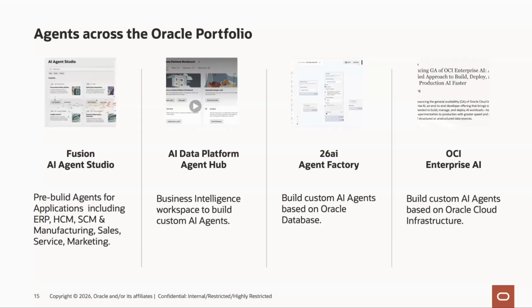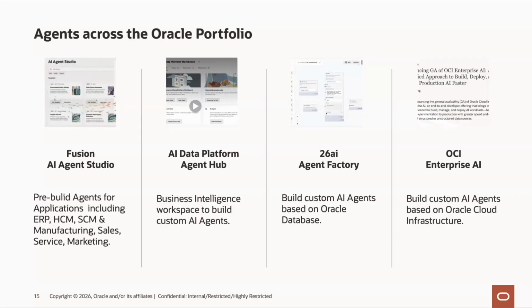AI data platform is the business intelligence workspace where you can build your own custom agents. That's when you have a BI-driven, warehouse-driven use case. If you use an Oracle database, Agent Factory might be a good choice for you. There you can build also your own agents based on Oracle database. And I would say the difference to AI data platform is that the database is more a transactional agent use case where you want to store the data.